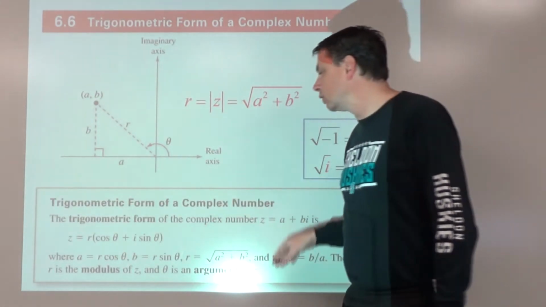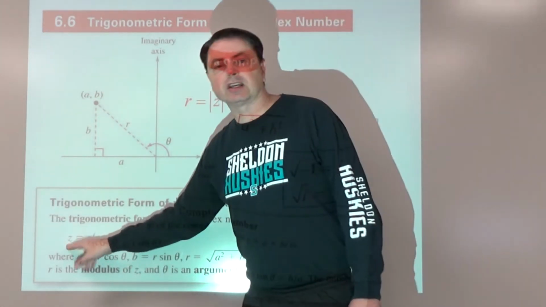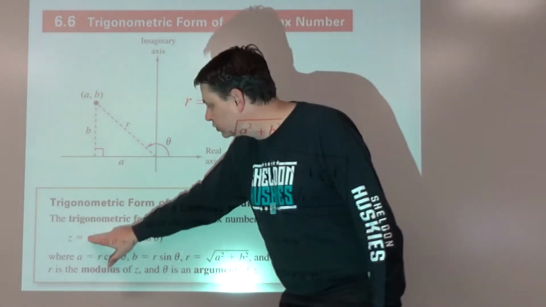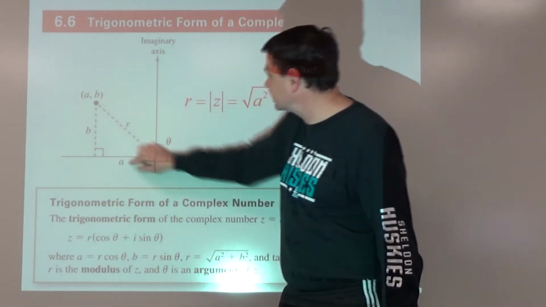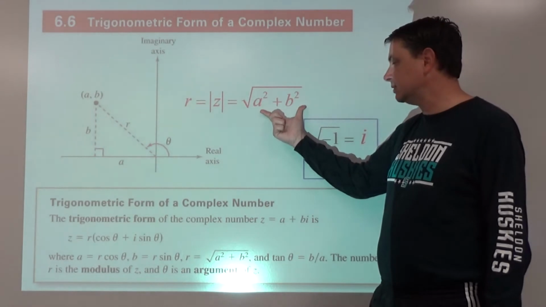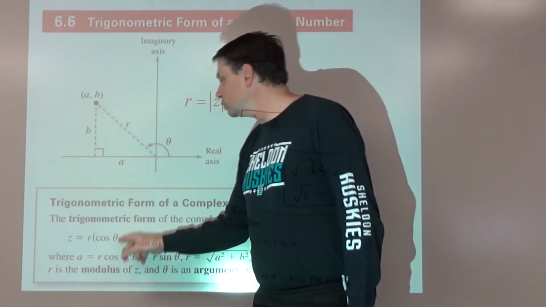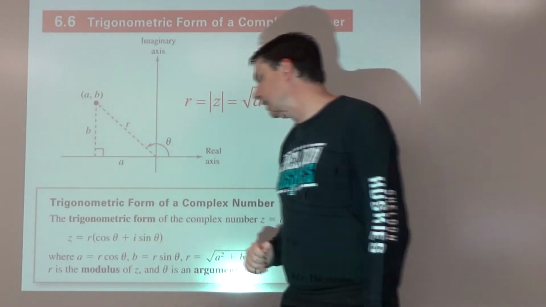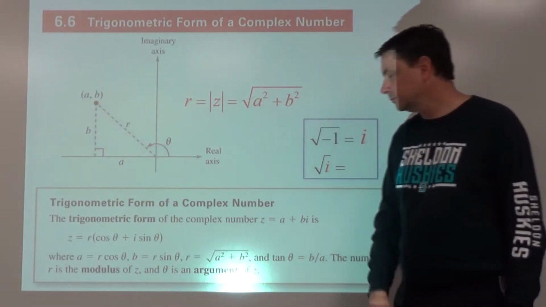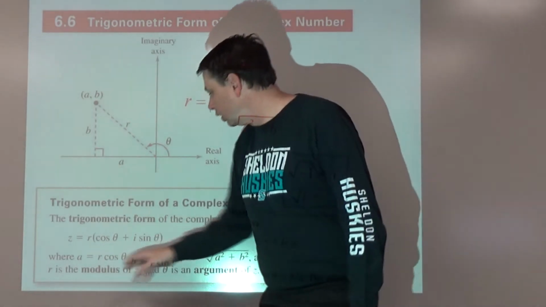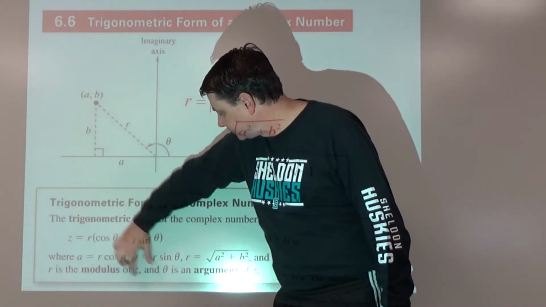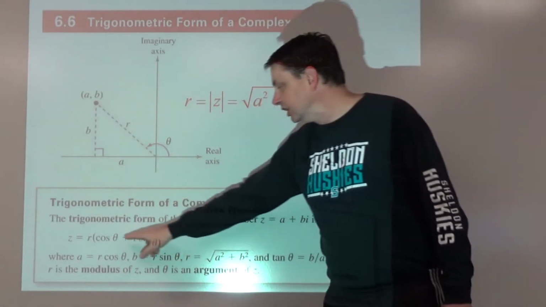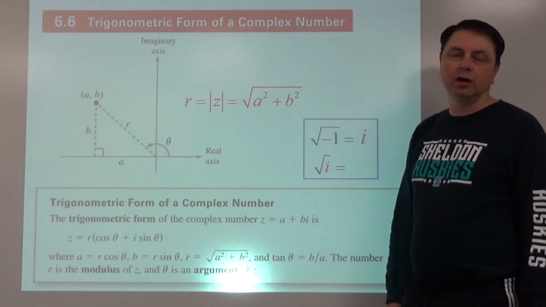So the trigonometric form of a complex number z is equal to r, that distance, which we're able to calculate, times cosine of theta, the trig angle, plus i times the sine of theta. And we say that r is the modulus and theta is the argument of that complex number z.